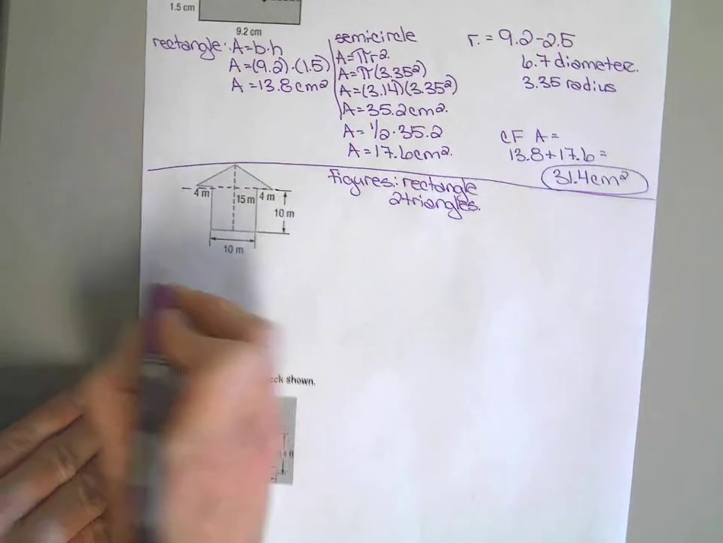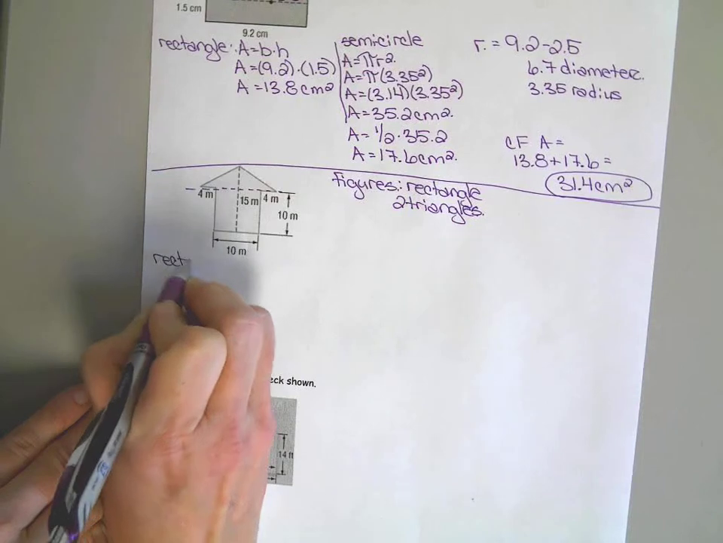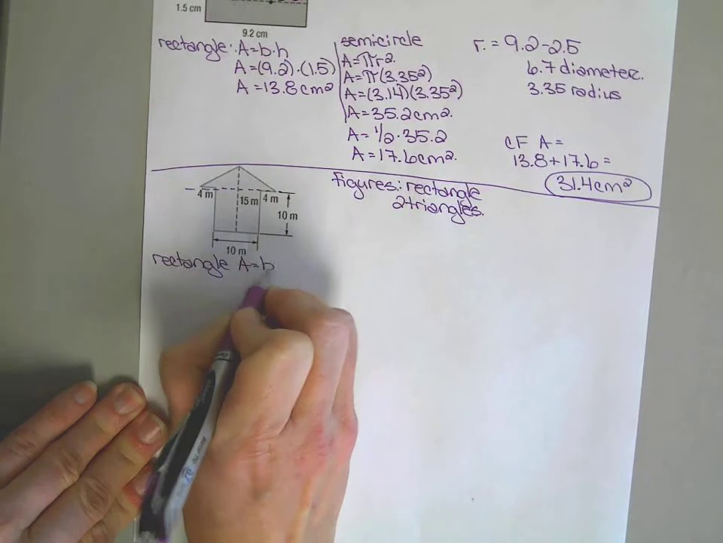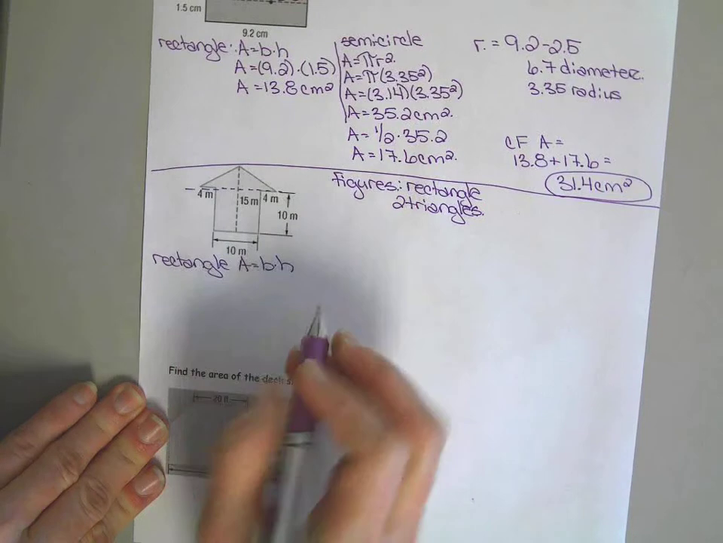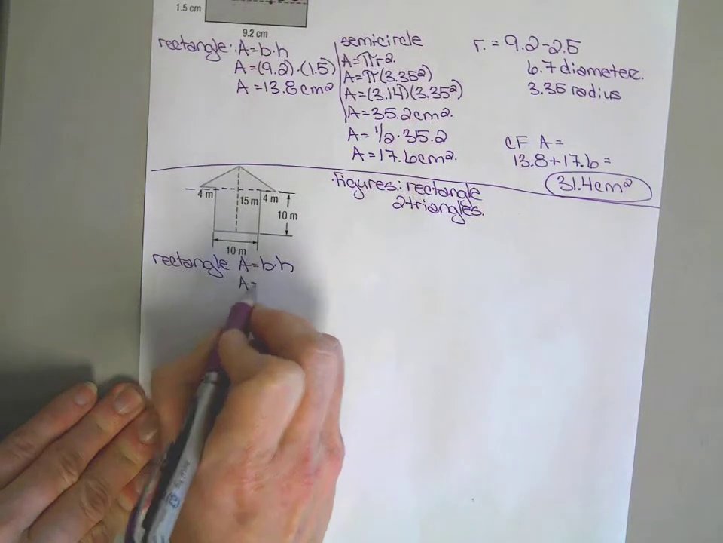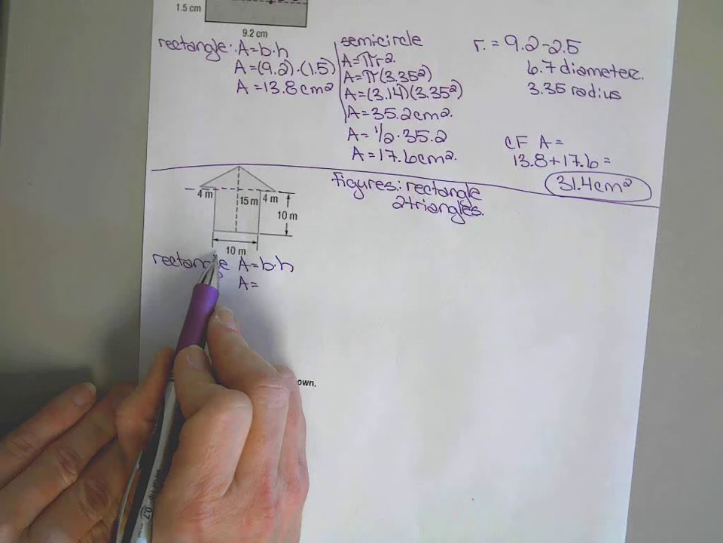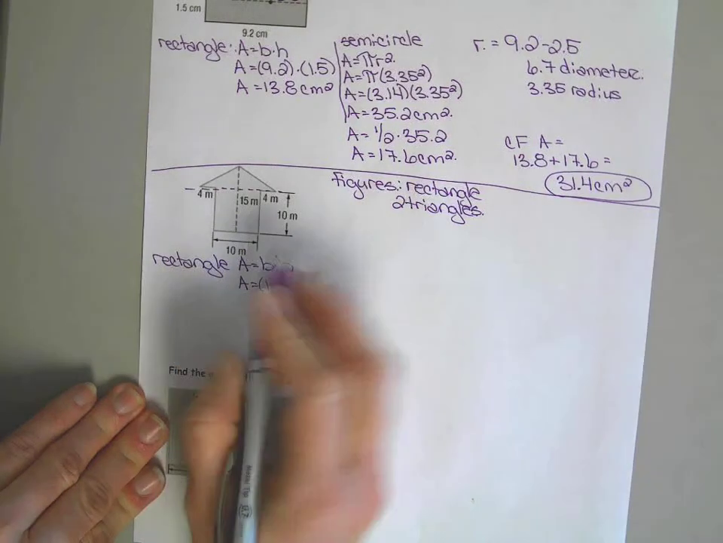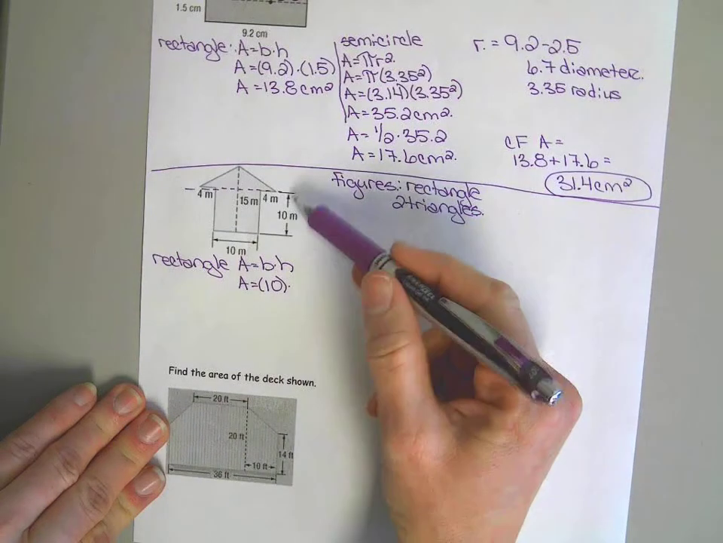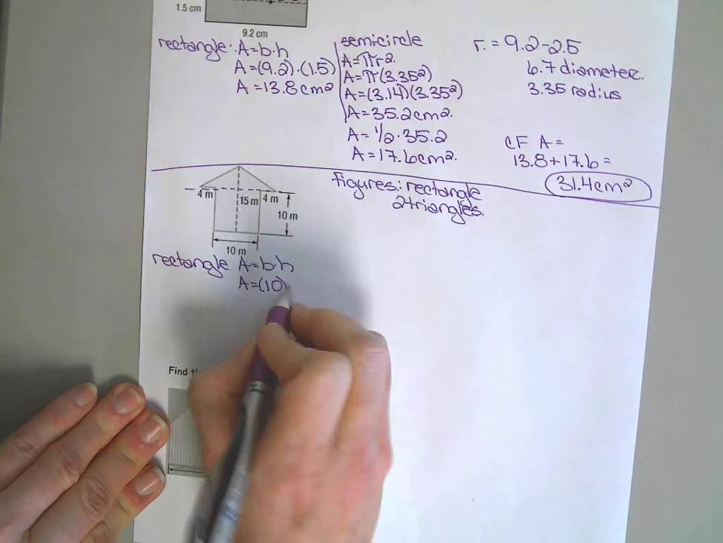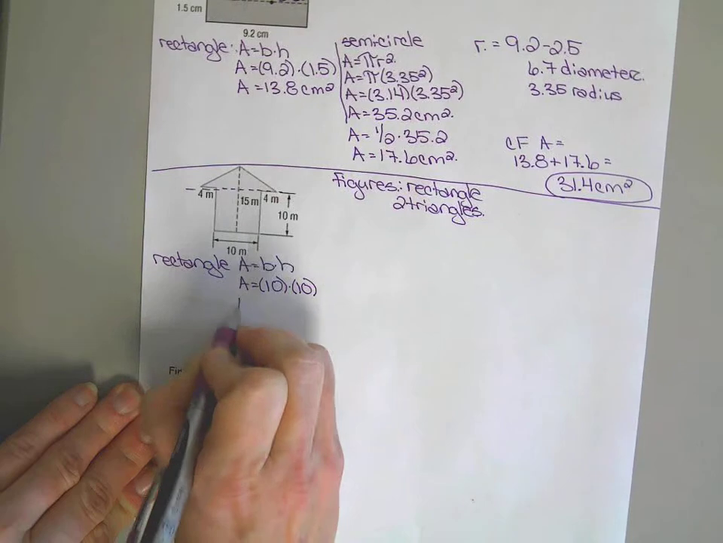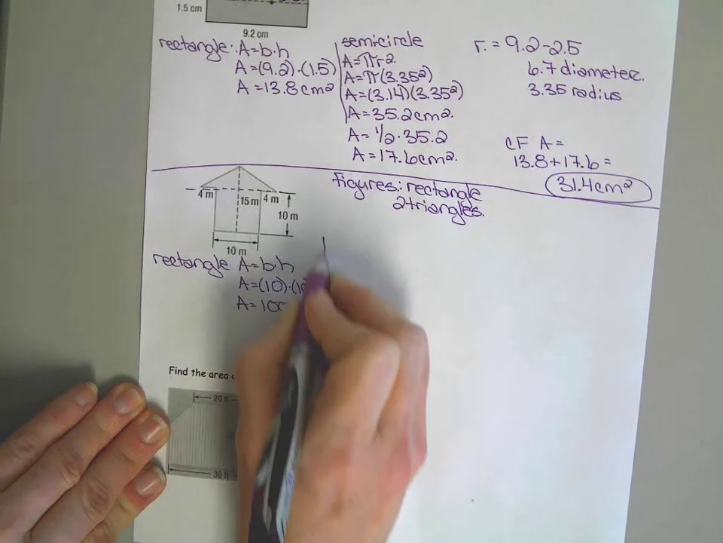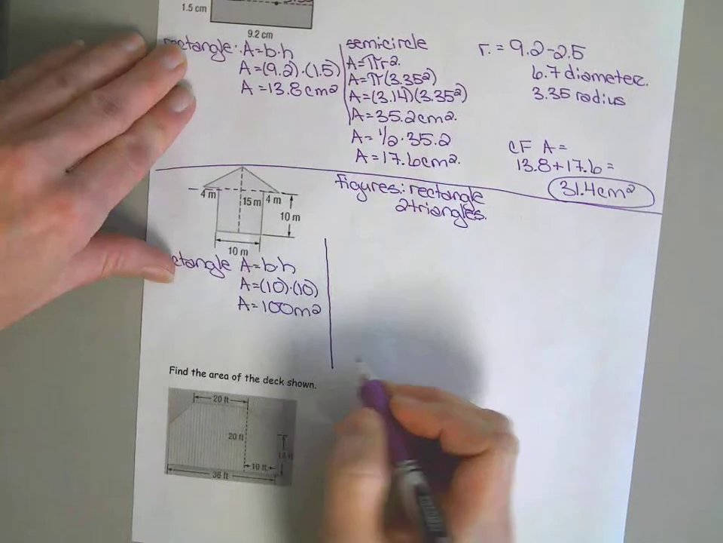So the easiest one, rectangle, area equals base times height. Plug in what we're provided. The base of the rectangle is 10 meters, times our height of the rectangle is also 10 meters. So the area of the rectangle is 100 meters squared.